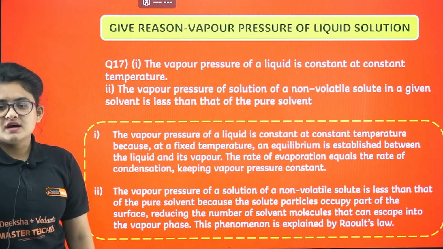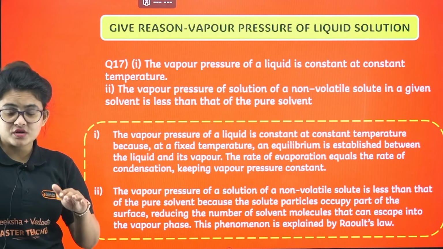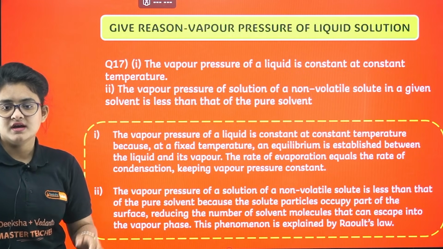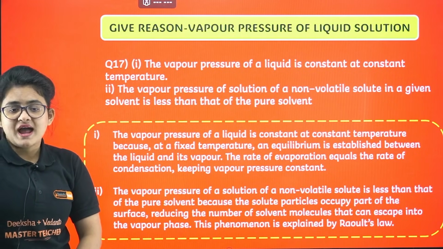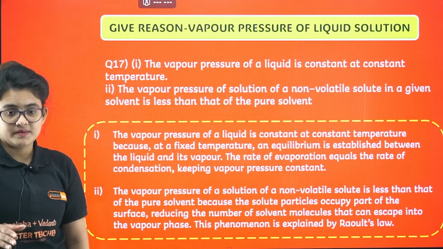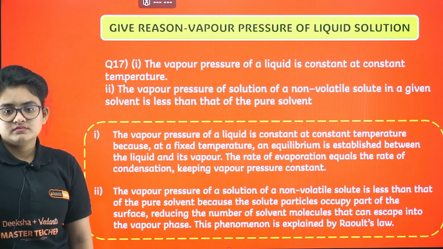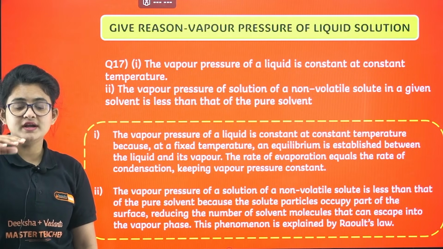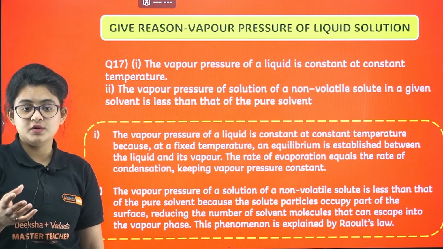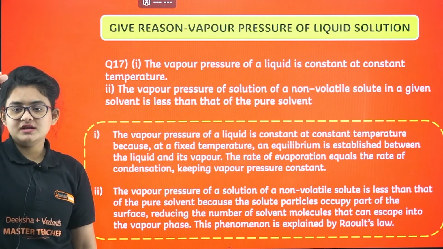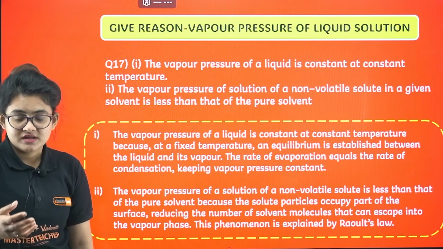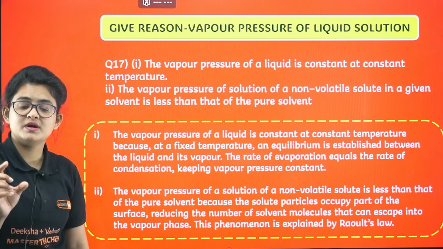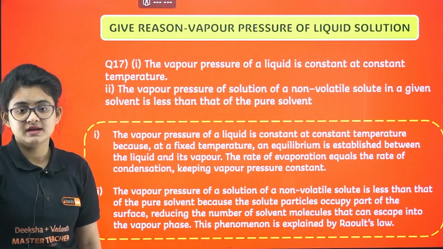So why? Because the vapor pressure of a liquid is constant at constant temperature, since an equilibrium is established at that temperature. From the surface of a liquid, evaporation takes place, right? So the rate of evaporation becomes equal to the rate of condensation. The rate at which it is going to the vapor phase, at the same rate it is coming back to the liquid phase at a particular temperature. That's the reason it is constant.